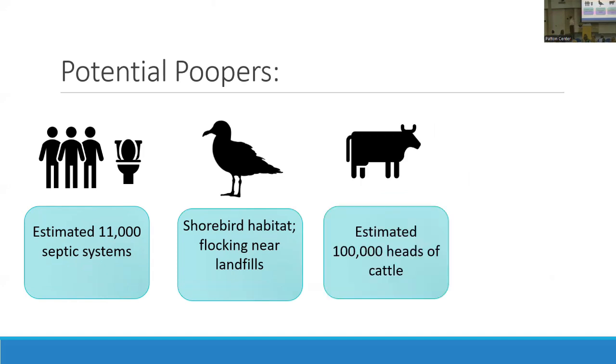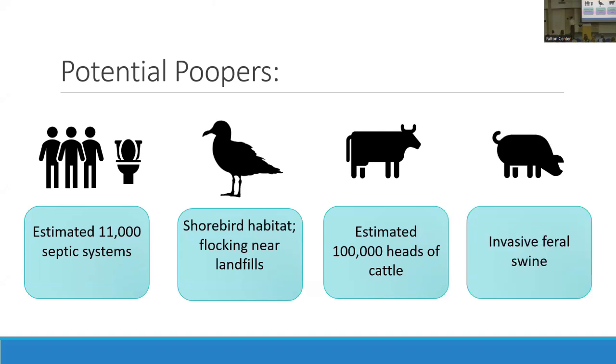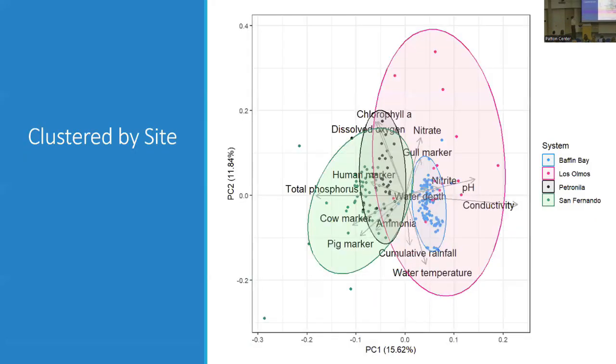There are 100,000 head of cattle in that area. It's big for ranch land. And then there are also the invasive feral hogs. So we got host-associated markers, primers for each of these, and we thought, let's see how much each of these is pooping. Okay, so this is the PCA.